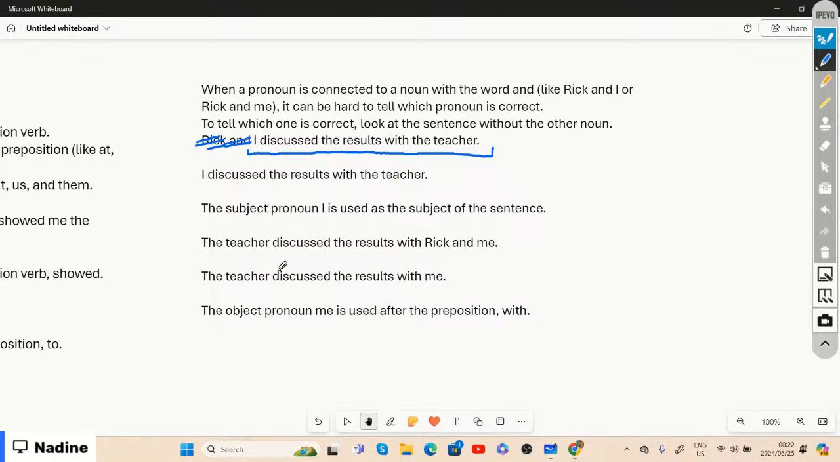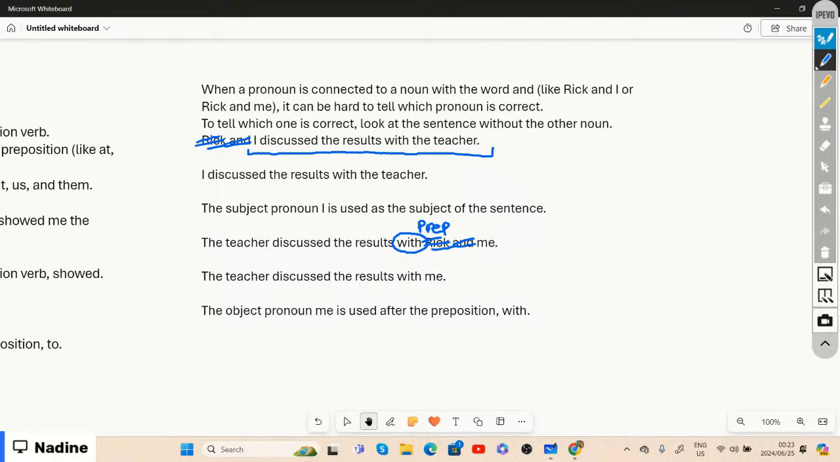And if we were to say the teacher discussed the results with Rick and me, remember we said to look at the sentence without the other noun. If we remove Rick and, then we can say the teacher discussed the results with me, which means that this is our object pronoun. Because it means that the teacher discussed the results with me. And it comes after, look at this word, the preposition, which is with. So try to picture those types of things.